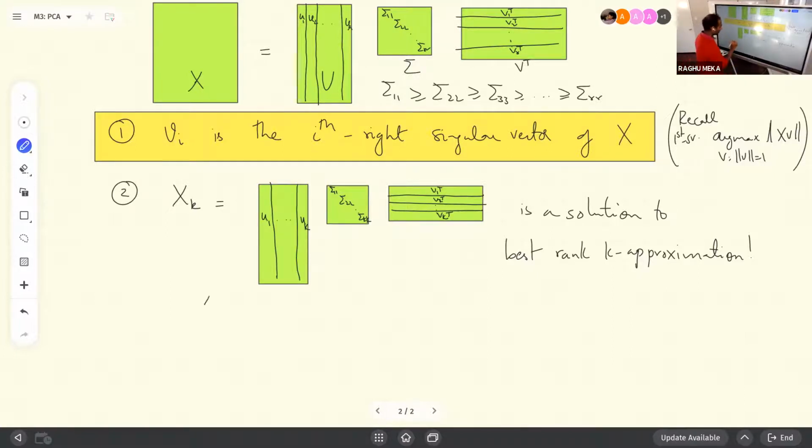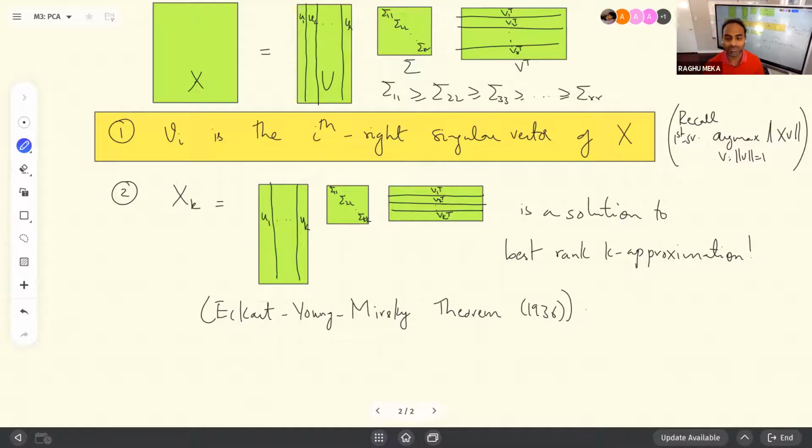Okay, and this is called the Eckart-Young-Mirsky theorem, and this is from 1936. So people already knew how to solve the best rank k approximation in terms of the singular value decomposition that we've been discovering. Does this make sense? So remember, here you have zeros, and the first k entries give you the best rank k approximation. Any questions about this?